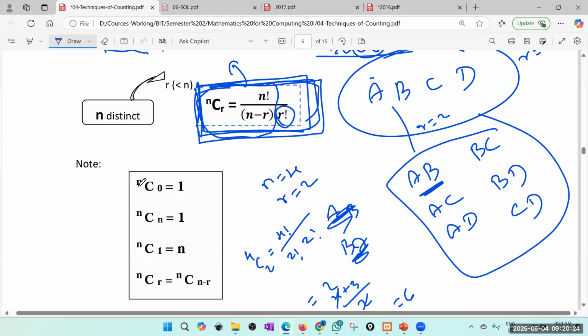And also look at the special cases. What happens when R is 0? So when R is 0, let me erase this.